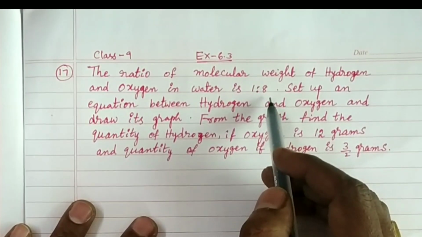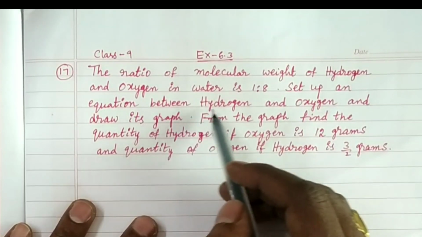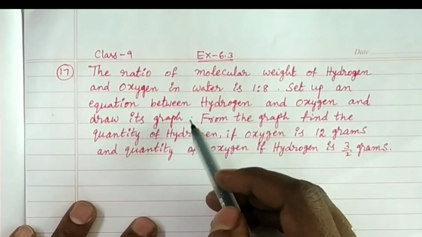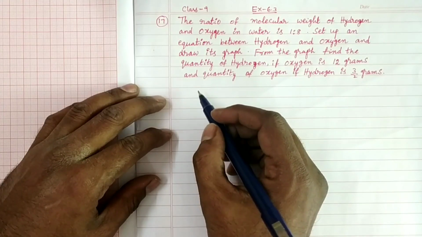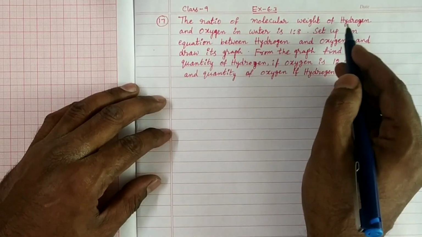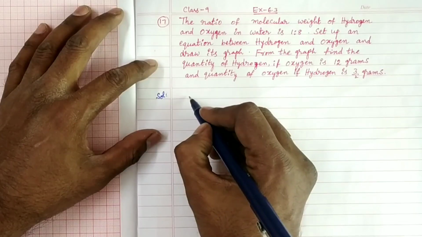The problem 17: the ratio of molecular weight of hydrogen and oxygen in water is 1:8. Set up an equation between the hydrogen and oxygen and draw its graph. The ratio of molecular weight of hydrogen and oxygen in the water is 1:8.